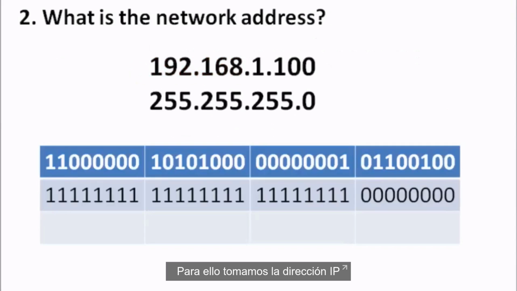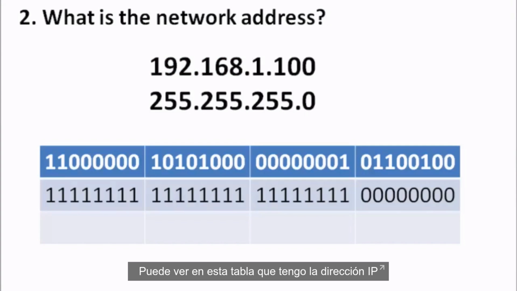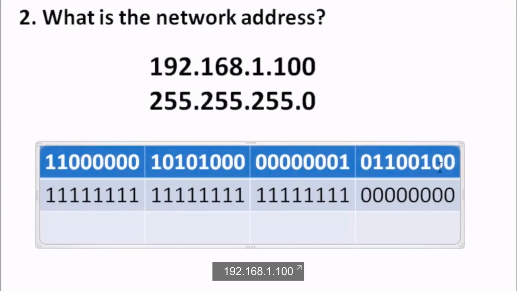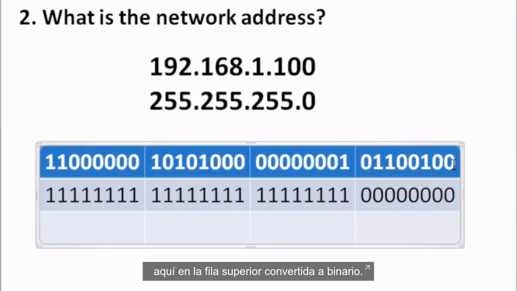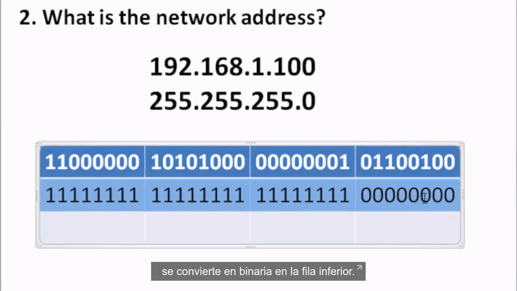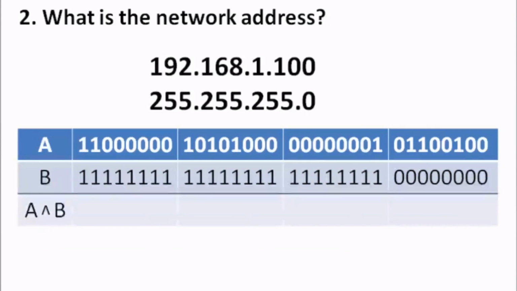To do this, we take the IP address and the subnet mask and we convert them first to binary. So you can see in this table, I have the IP address 192.168.1.100 here on the upper row, converted to binary. The subnet mask 255.255.255.0 is converted to binary on the lower row. The router and your computer can calculate the network address by combining the IP address and the subnet mask. This process is called ANDing.